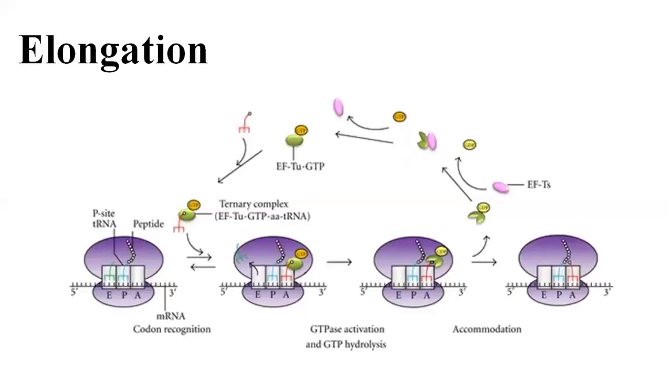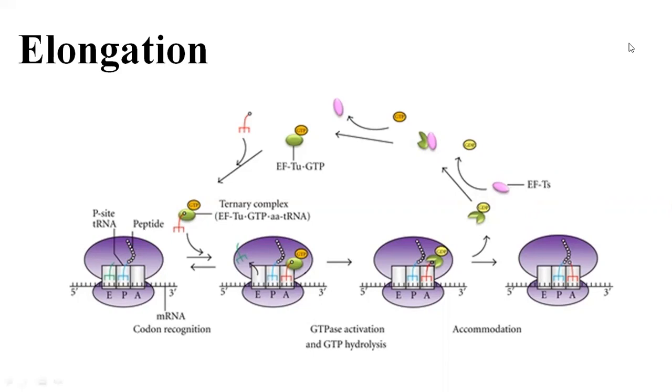Now, in this translation process, the most important factor is elongation factor. As you can see from the figure, elongation factor Tu and elongation factor Ts are involved in this process. Elongation factor Ts is responsible for activation of elongation factor Tu, and when activation takes place, elongation factor Tu is going to attach with the GTP.